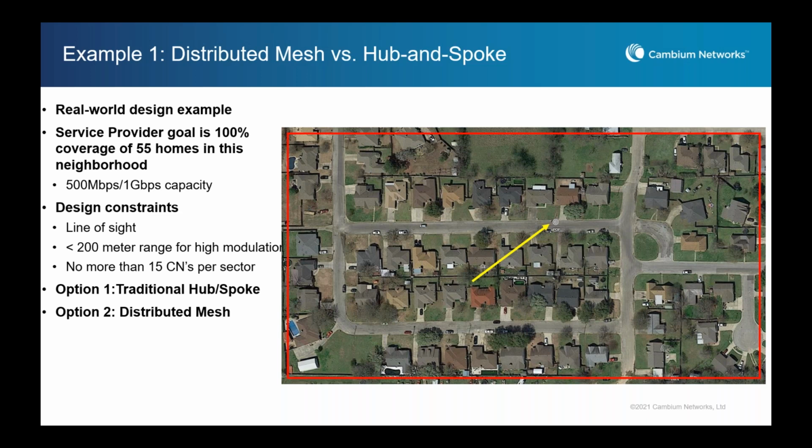So really we look at 2 different ways of approaching this. The first one we'll look at is a traditional hub and spoke, and then we'll look at how distributed mesh can really help make this work better. Now, cnWave can work either way. You can use a hub and spoke or distributed mesh. Just want to show you the differences.